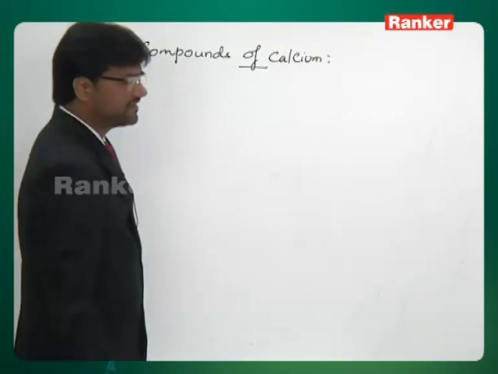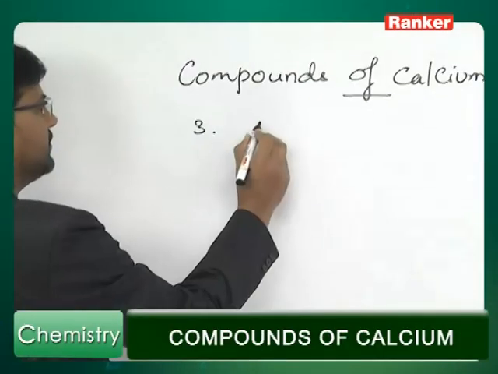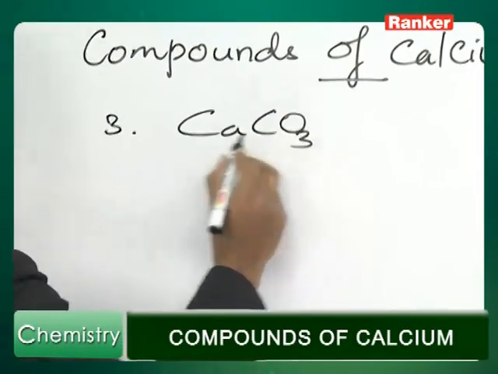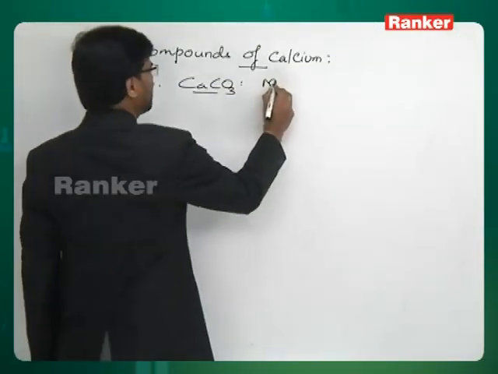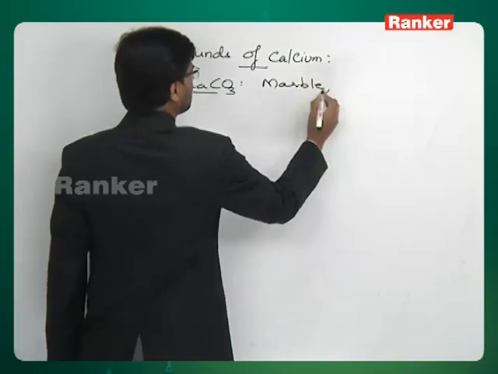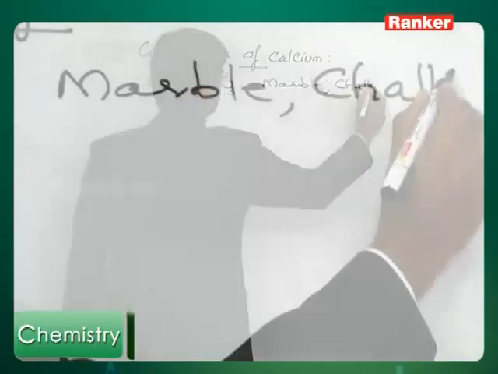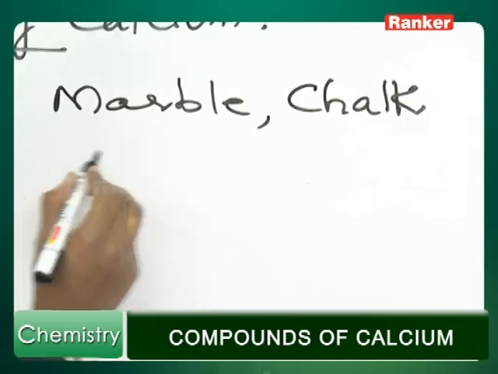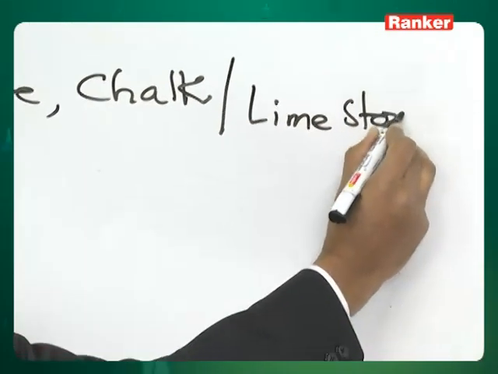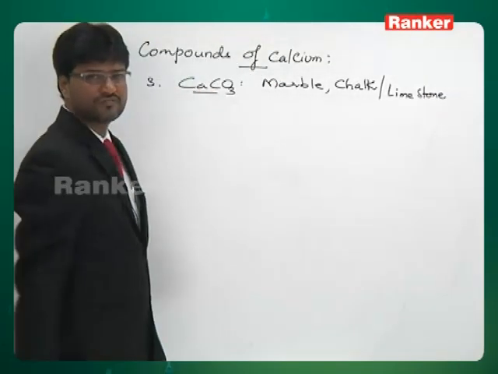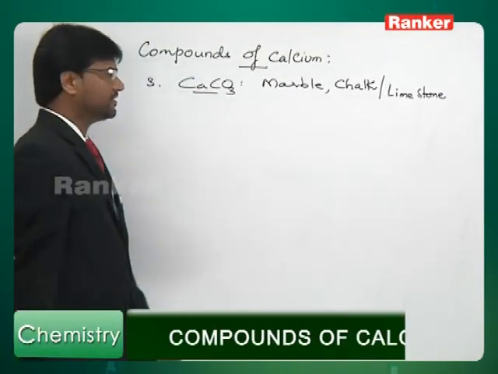The next compound of calcium is CaCO3. It occurs in different forms naturally, as marble, as chalk, or limestone. These are different forms of calcium carbonate available naturally.